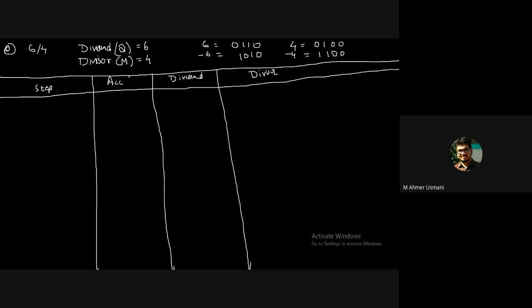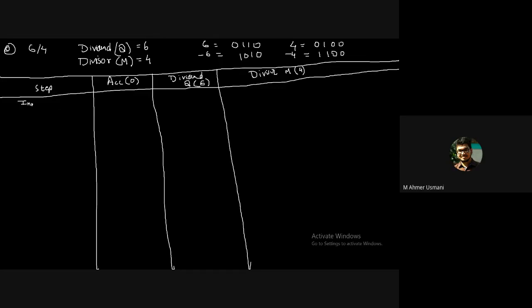So in the accumulator initially we have initialized 0. What is the dividend? What we stored in dividend? It is nothing but Q. What are we storing in Q? 6. What is divisor? Divisor is nothing but M. And what are we storing in M? 4. Is this clear? So this is the initial step.